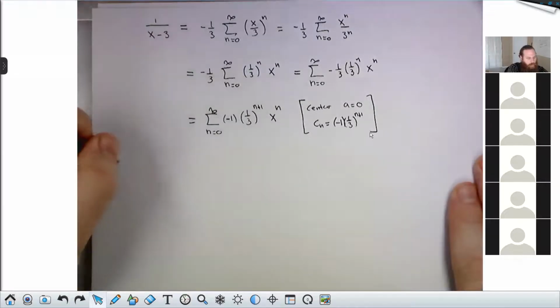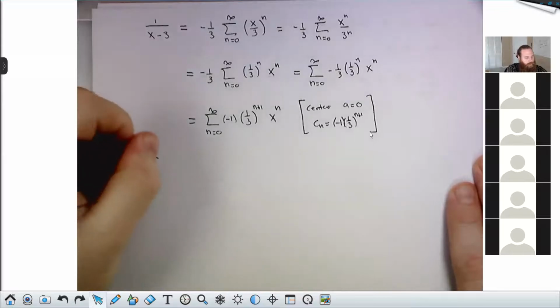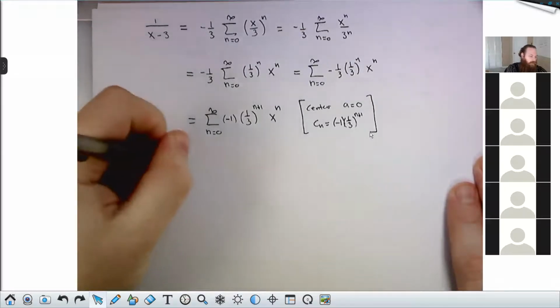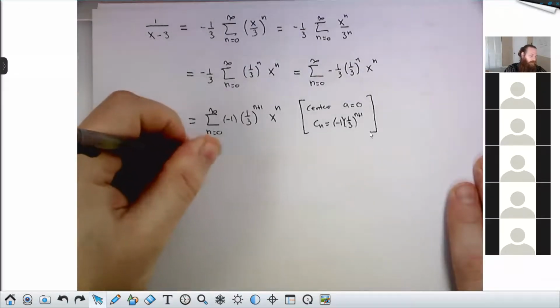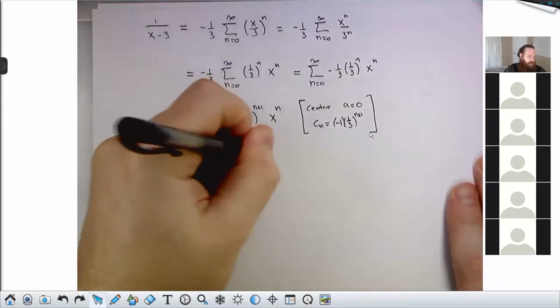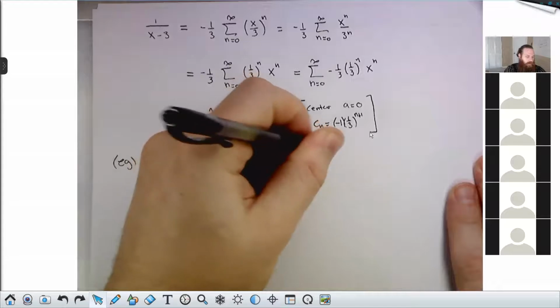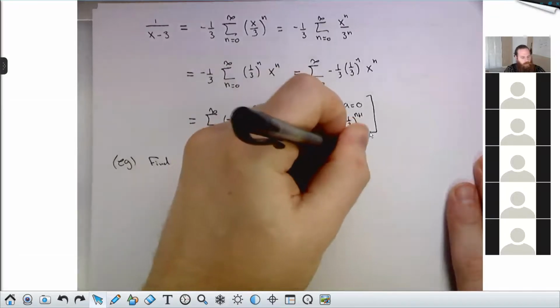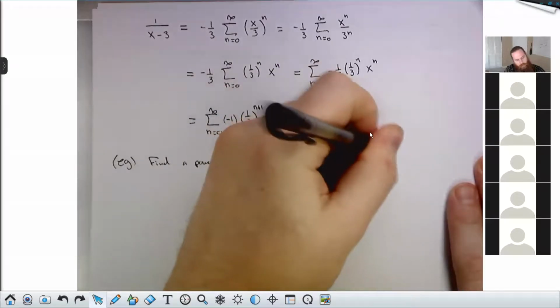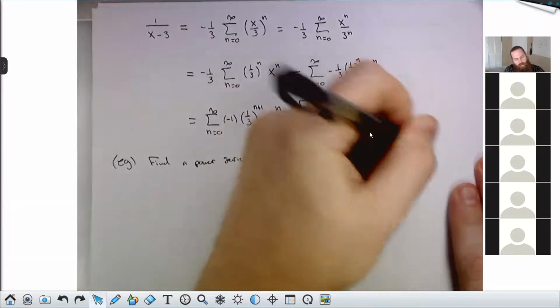Okay. I've got one more little example like this to play with, and I want to do one that's centered somewhere else. So let's find a power series. And here I'm going to specify the center. It's centered at a equals 1 for f of x equals 1 over 2 minus x.